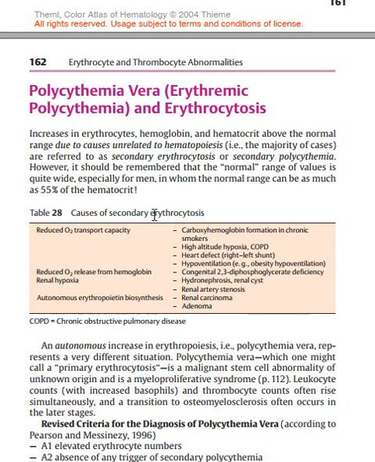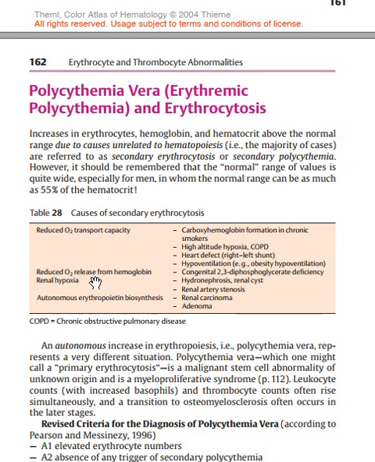So what are the causes of secondary erythrocytosis, which is not due to hematopoiesis? You can have reduced oxygen transport capacity, like in the case of carboxyhemoglobin formation in chronic smokers, high altitude hypoxia, chronic obstructive pulmonary disease, heart defects. All that may result in a low level of oxygen and cause polycythemia.